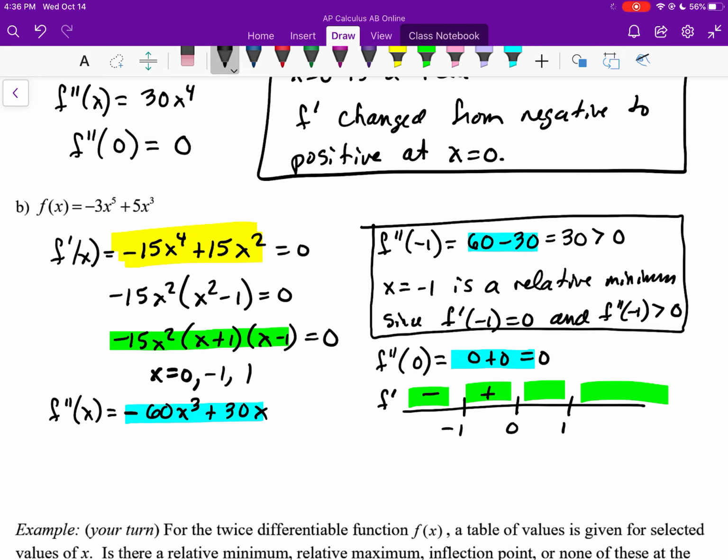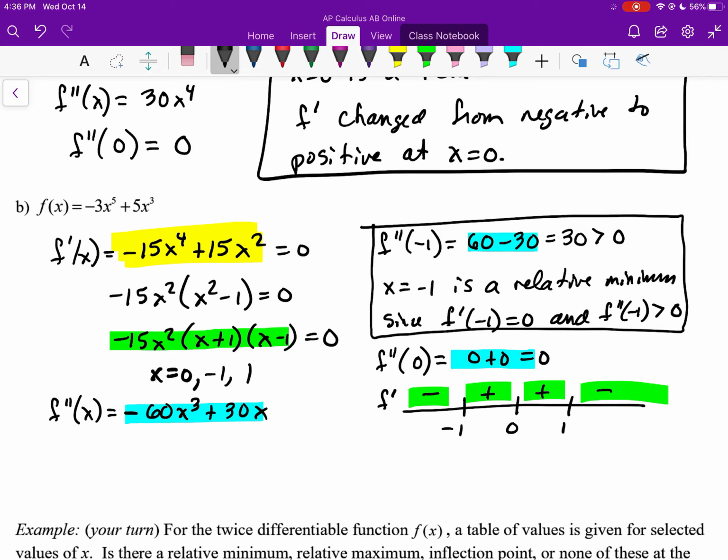If you pick a number between 0 and 1, like a half, the negative 15x squared is still negative, the x plus 1 is still positive, the x minus 1 is still negative. We have 2 negatives, this is going to be positive. And then if we pick a number that's bigger than 1, like 2, the x plus 1 and the x minus 1 will both be positive, but the negative 15x squared will be negative, and we have a single negative, and that's going to be negative.